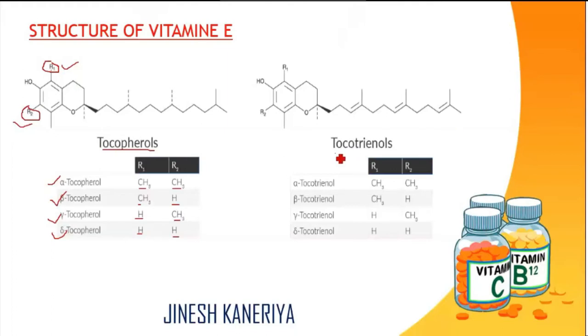Tocotrienols are also available with a two ring structure, and they also contain R1 and R2 sites with different functional groups. So alpha has two methyl groups, beta contains one methyl and one hydrogen, gamma contains one hydrogen and the other a methyl, and delta contains hydrogen at both. So these are the molecules available at the sites of vitamin E, and that's why it is converted at the R1 and R2 positions with structural complexity.